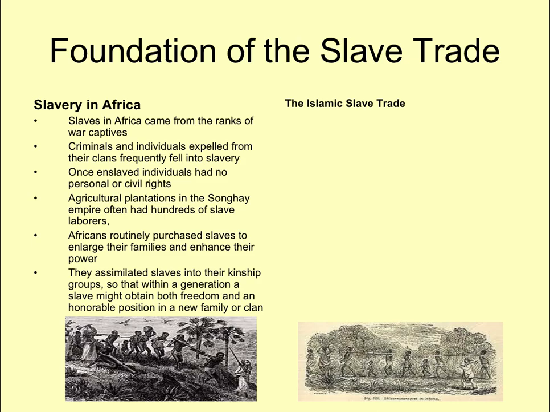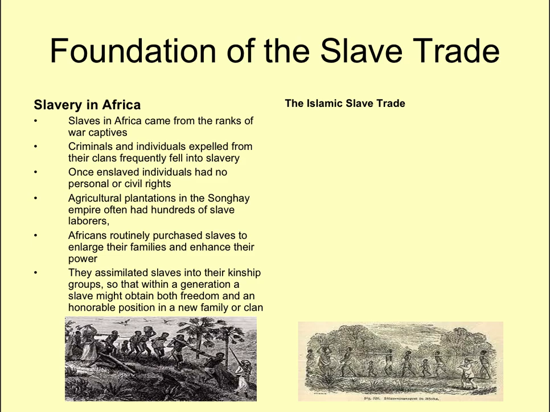Once you're enslaved, you pretty much didn't have anything. You had no rights, no civil rights, and you were going to work in the plantations like they did in the Songhai, where you often had hundreds of slave laborers. So Africans are enslaving their own people. Just keep that in mind. That's how it first starts. And Africans routinely purchased slaves to enlarge their families and enhance their power. That was a sign of wealth. The more slaves you had showed that you were more powerful, that you had more money.